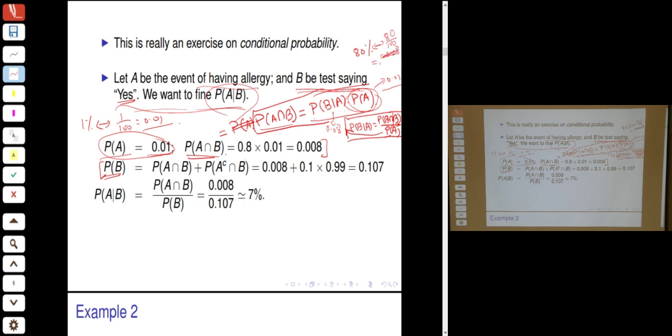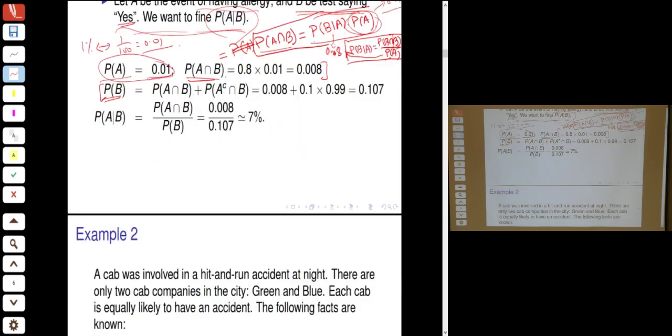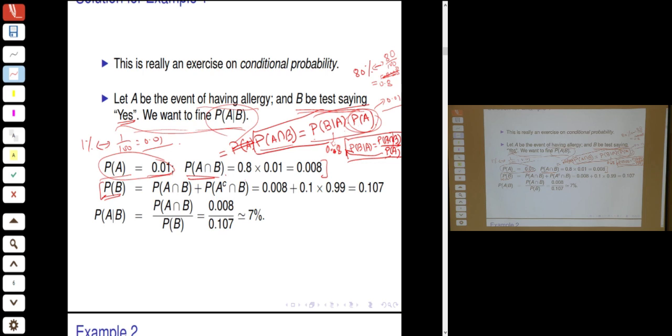80 over 100 is 0.8, excuse me. So the probability of B given A is 0.8 and the probability of A is 0.01. So if you multiply them, it is just 0.008. Okay. So we have so far the probability of A intersection B.